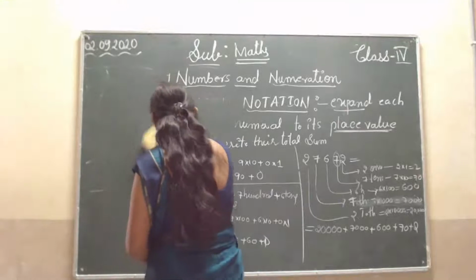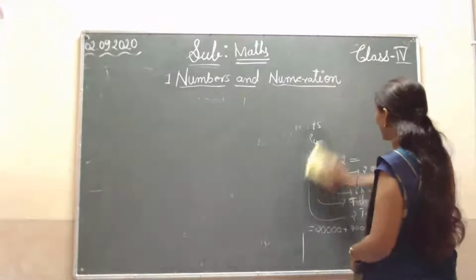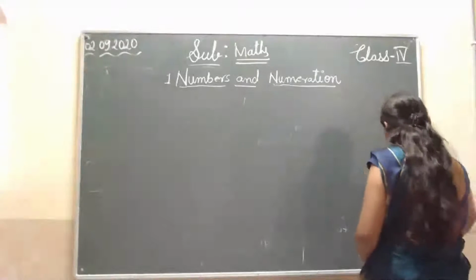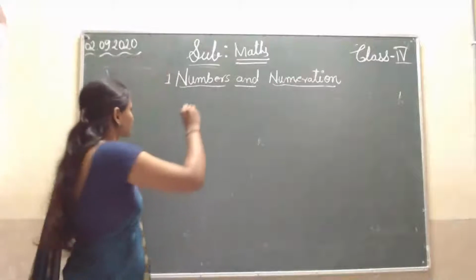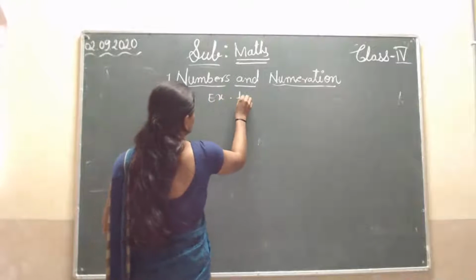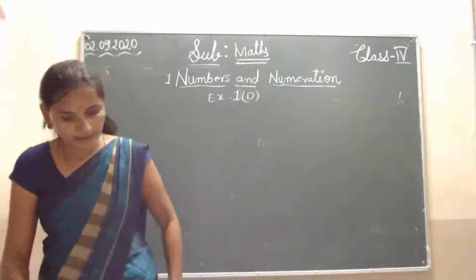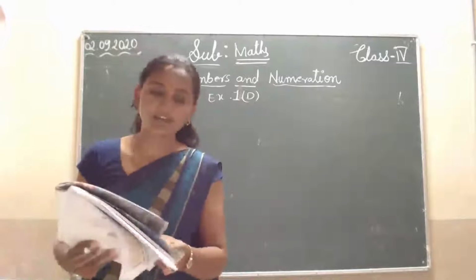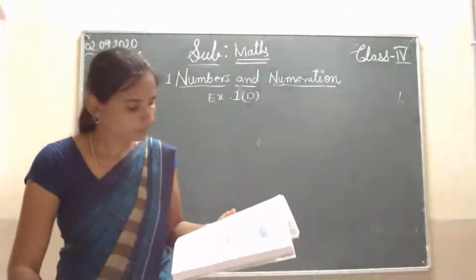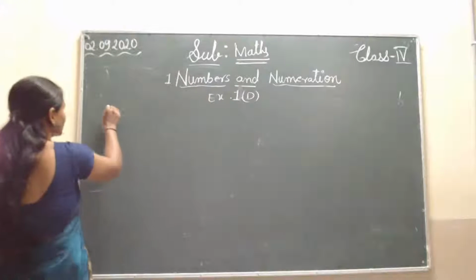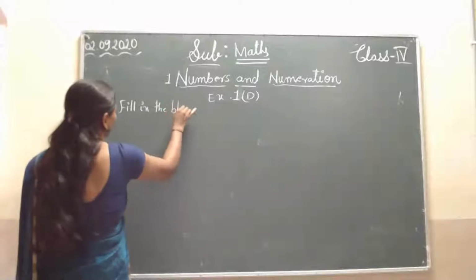Now I will explain that exercise. I will explain expanded notation in the basic section. Now I will solve the exercises. That is exercise 1D, students. What does 1D mean? Open page number 16, fill in the blanks. The first part given is fill in the blanks, students. Just see here. Fill in the blanks.